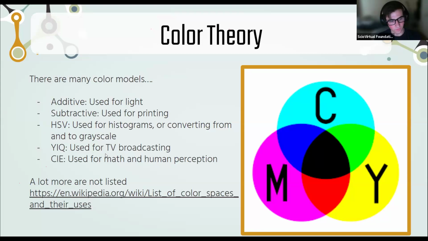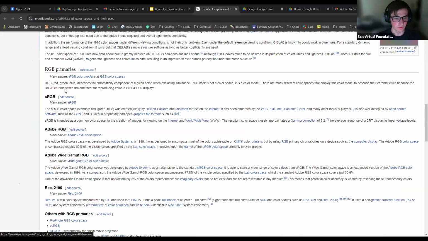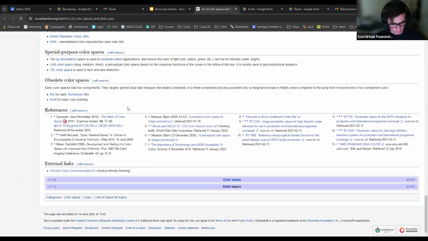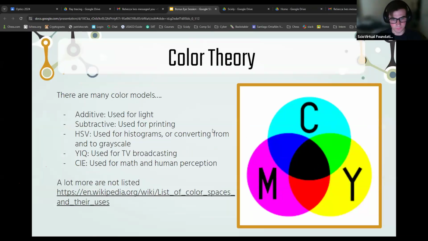And then YIQ, which is used for TV broadcasting, and there's CIE, which is used for math and human perception. There's a bunch of these if you go to Wikipedia. A bunch of models that you can read about their uses, but they're not really relevant.